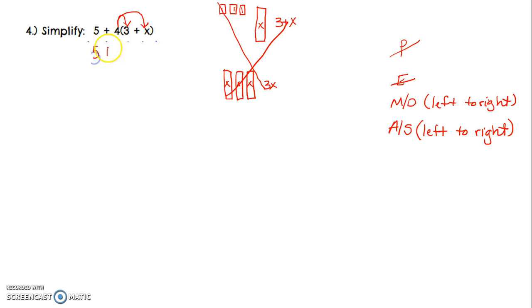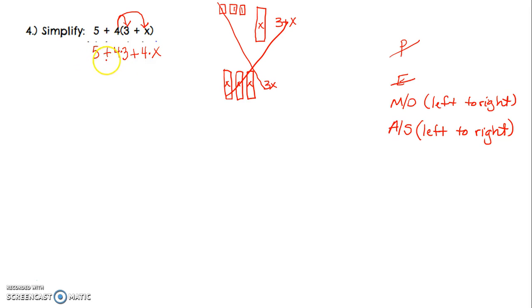So that means I have 5 plus and then 4 times 3. That's what it means to distribute through. It means to multiply 4 times 3, keep this plus sign, and it means to multiply 4 times x. All right. Well, now I've cleared my parentheses. I've taken care of distributing through my parentheses. So now I look, do I have multiplication or division left to right?